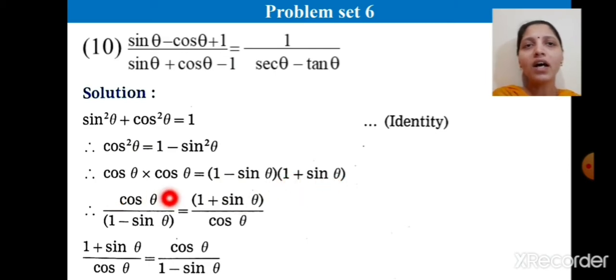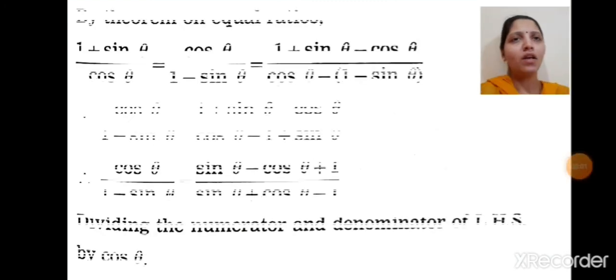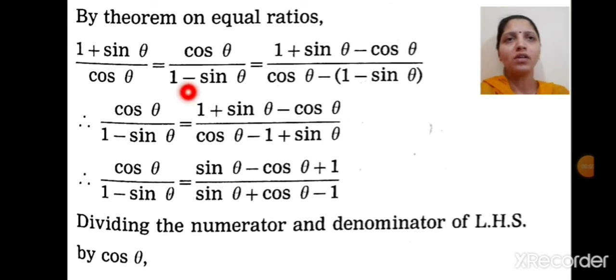Now cos theta upon, now shift this 1 minus sin theta to the left hand side, you will get 1 minus sin theta, and if you shift this cos theta to the other side, you will get 1 plus sin theta upon cos theta. Okay, now 1 plus sin theta upon cos theta is equal to cos theta upon 1 minus sin theta. So here only I have changed the place of left hand side and right hand side. Okay, now by the theorem on equal ratios, you can write here 1 plus sin theta upon cos theta is equal to cos theta upon 1 minus sin theta. These were the two ratios we got.